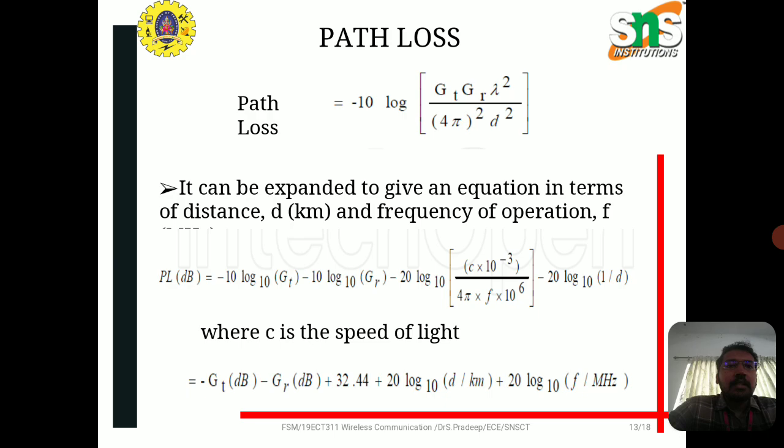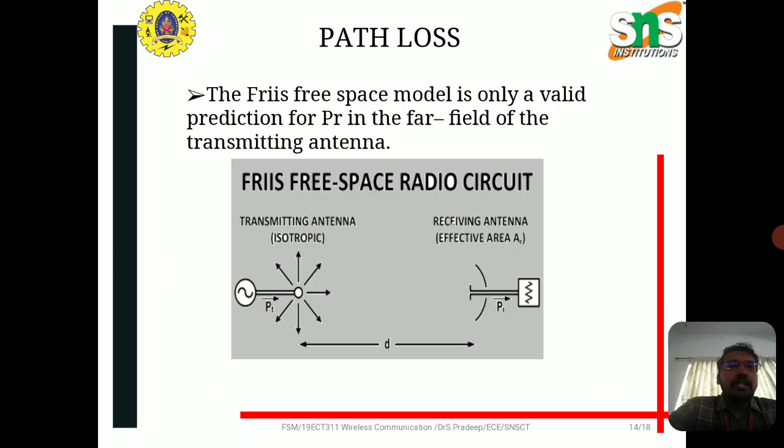The path loss can be expanded to give an equation in terms of distance, and it is given by the equation as shown here, where c is the speed of light. The free space model is only a valid prediction for received power in the far field of the transmitting antenna.